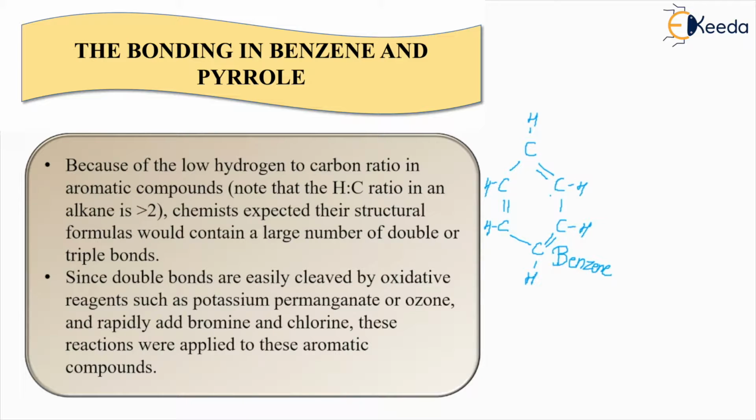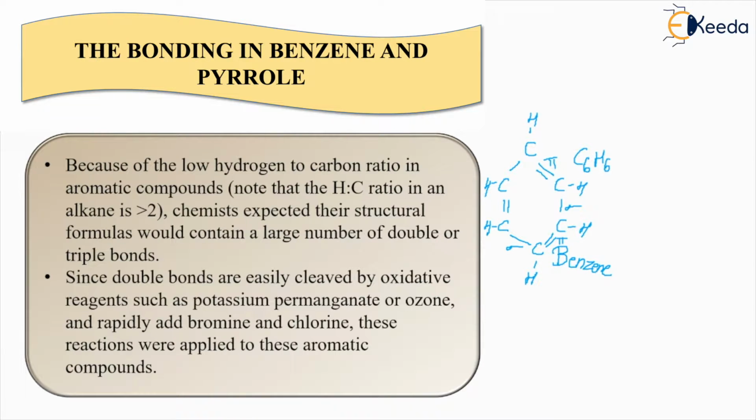It is conjugated, that means it has alternate pi bond, sigma bond, pi bond, sigma bond, and so on. And it is planar. And if you see, the number of hydrogens are low. If you see the molecular formula of benzene, it has 6 carbons, 1, 2, 3, 4, 5, 6. So it becomes C6. And the number of hydrogens are also 6. It becomes C6H6.